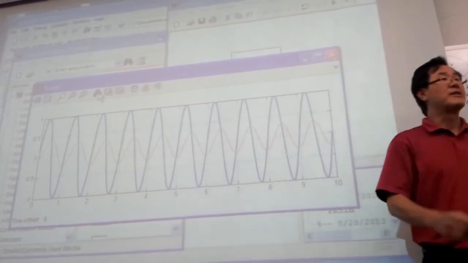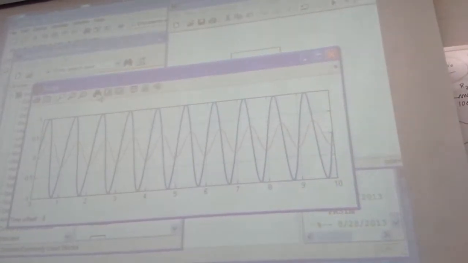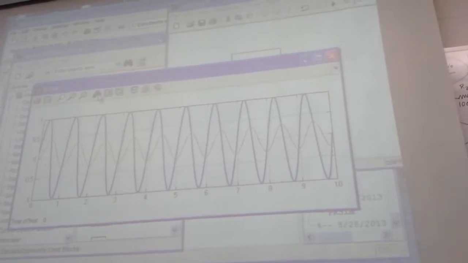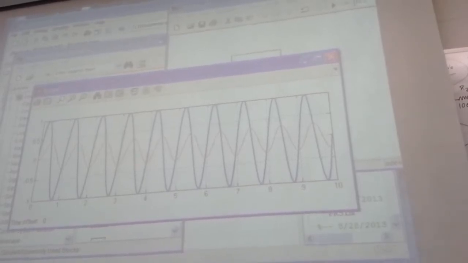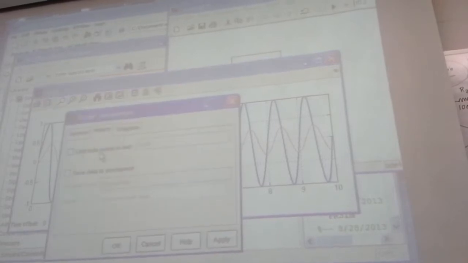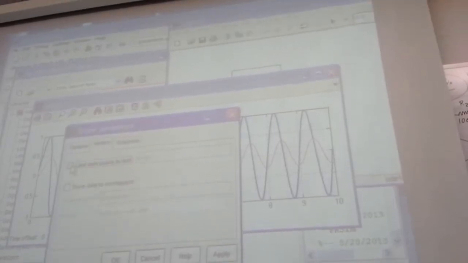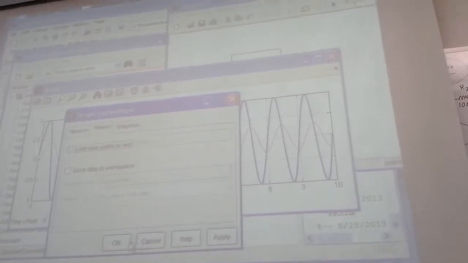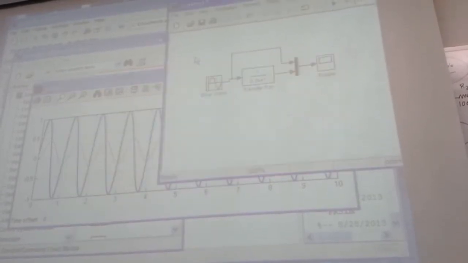Oh, what did you change to do that? What parameters did you change to make it look like that? Here, the number of sample limit. Okay. Just unclick this one, and it will be there. So let's go back to 0.1.